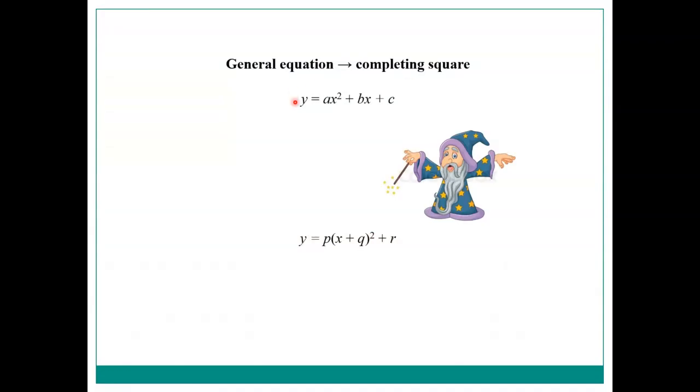For your information, a quadratic equation looks like this. This is the general form of a quadratic equation where a, b, and c are constants. And this general quadratic equation can be written in completing square form. This is the completing square form. We will talk about why we want to write the general quadratic equation into completing square form later. And now we'll focus on how to convert the general form into the completing square form.